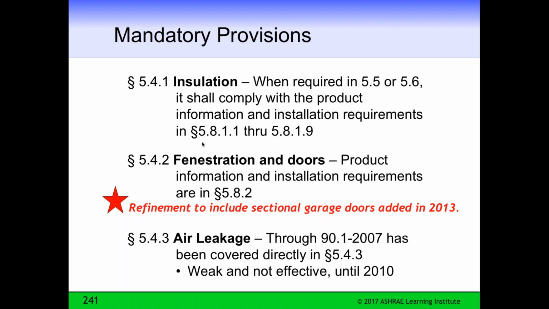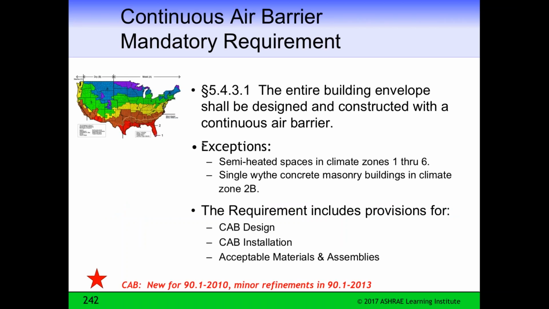And there's an air leakage requirement that keeps getting more effective. Up until 2010, the air leakage requirements in Standard 90 were actually pretty weak and not effective. And then in 2010, an air barrier requirement was added to the standard, and it took 10 years to get it into the standard. There was a lot of opposition to it. And in looking back on it, I can see some ways that could have been reduced in terms of the negative reaction to the requirement, but be that as it may.